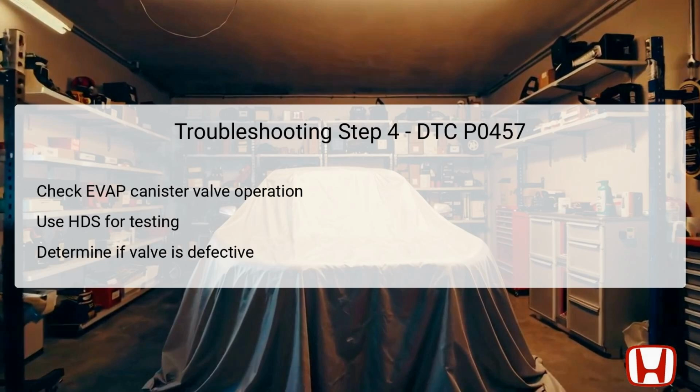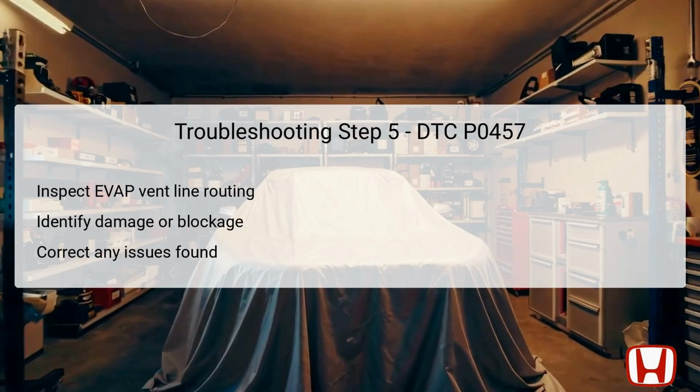If the valve operates as intended, it confirms that it is functioning properly, and the troubleshooting can progress to the next step. If it fails to operate correctly, the valve must be replaced to ensure the integrity of the EVAP system. The fifth troubleshooting step entails a detailed inspection of the routing of the EVAP canister vent tube.